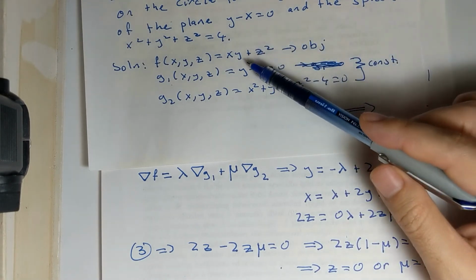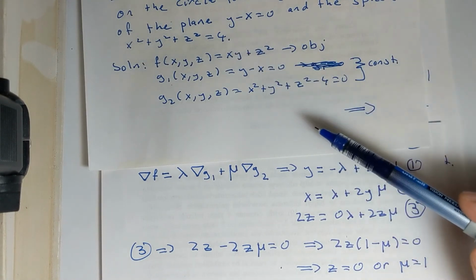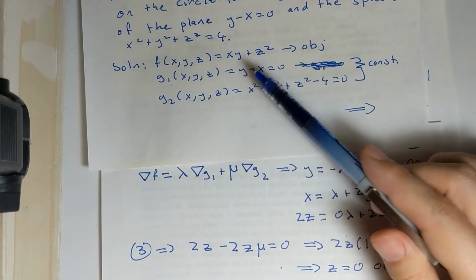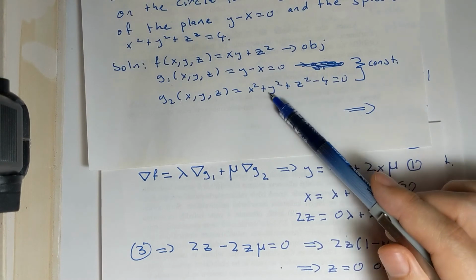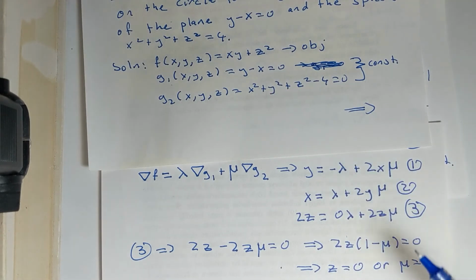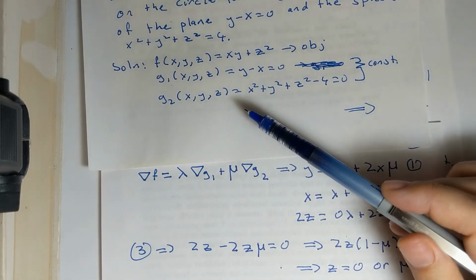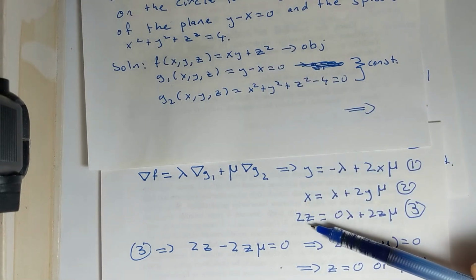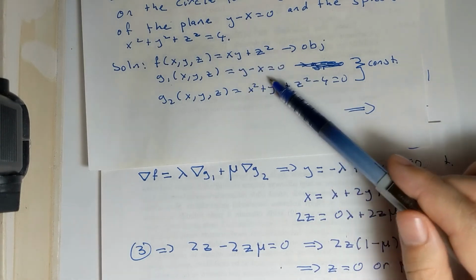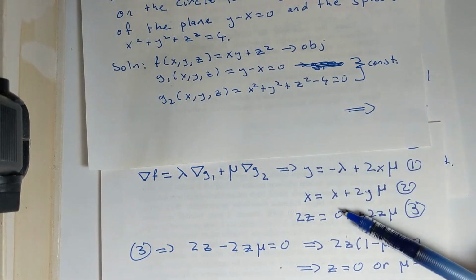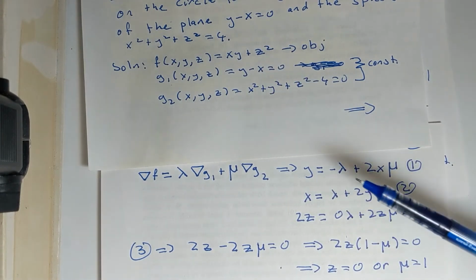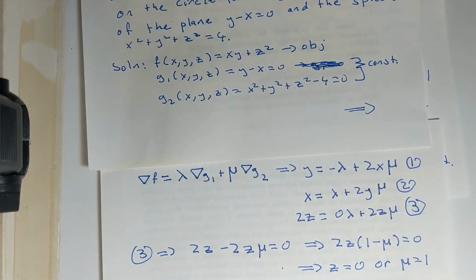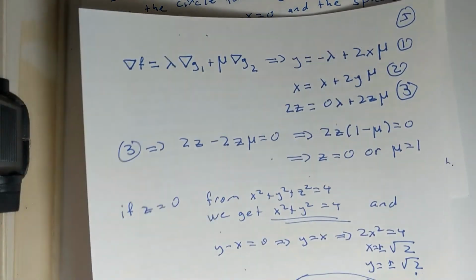Similarly, let's do the y partial. The y partial of f is just going to be x. So x is equal to, the y partial of g1 is 1, so 1 lambda, and the y partial of g2 is going to be 2y mu. And finally, the z partial of the objective function is going to be 2z. It equals, the z partial of g1 is 0, so it's just 0 lambda, basically just 0, and the z partial of g2 is 2z, so it's going to be 2z mu. Those are the equations that have got to be satisfied.